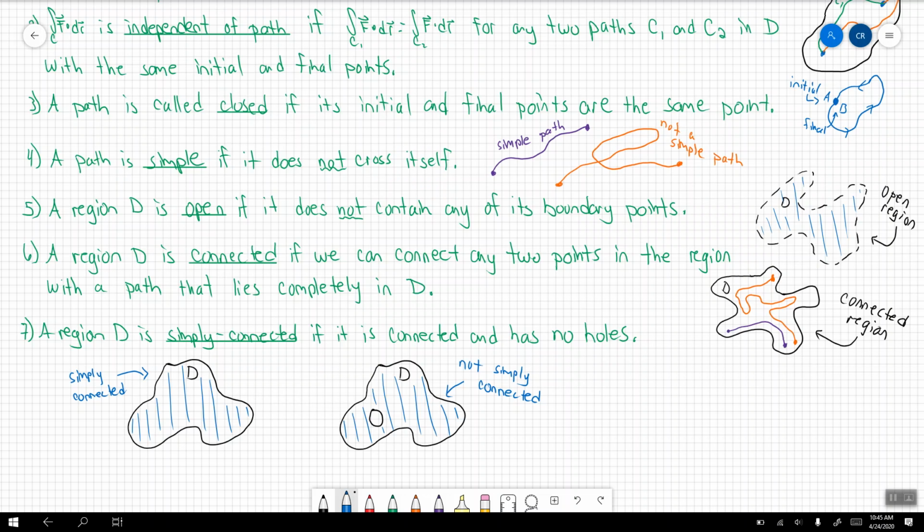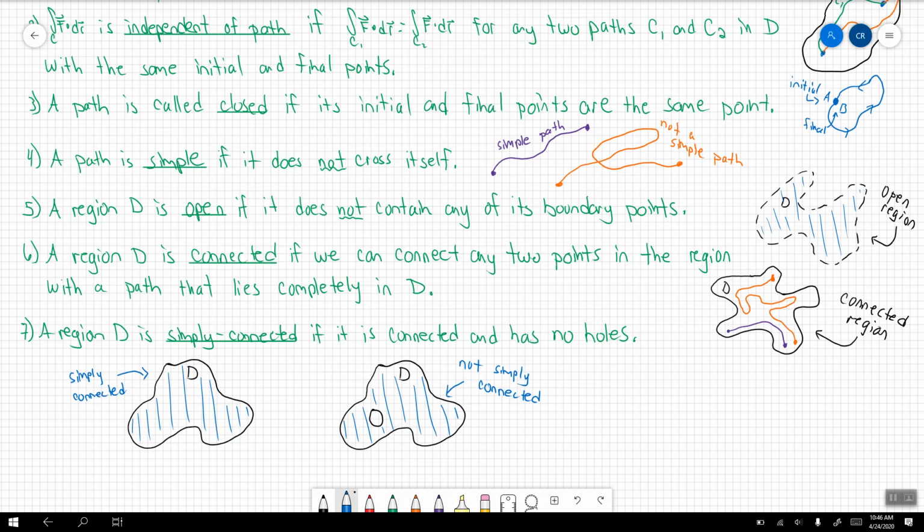Number 5, a region D is open if it does not contain any of its boundary points. So here I drew some region D, and the region is the part that we're bounding here, but notice I drew the boundaries dotted or dashed, which means that the region does not take on its boundaries. So that's how we're going to define open on some region.